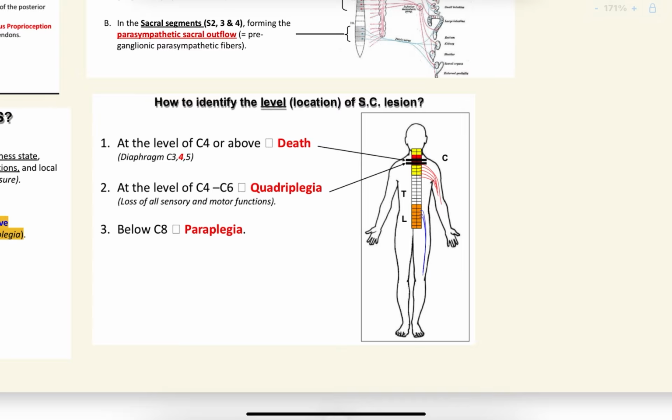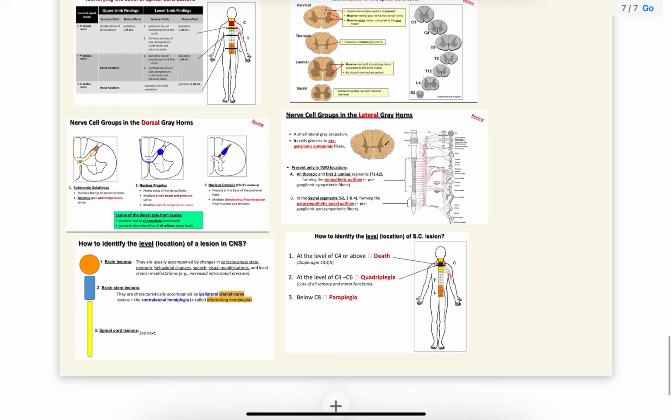And the spinal cord lesions, this is very important also. If it was at the level of C4 or above, death here. If it was between C4 and C6, quadriplegia, which is the paralysis in four limbs, and below C8, paraplegia. Okay, and this was it.